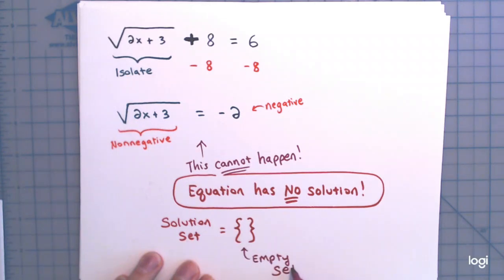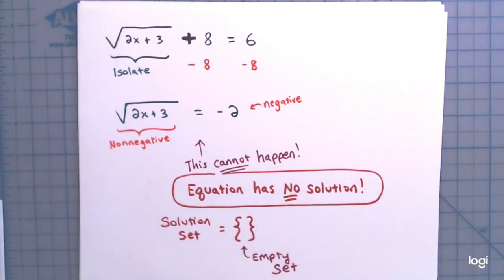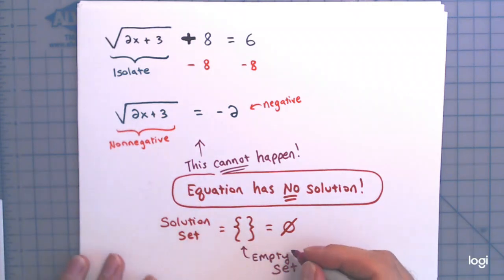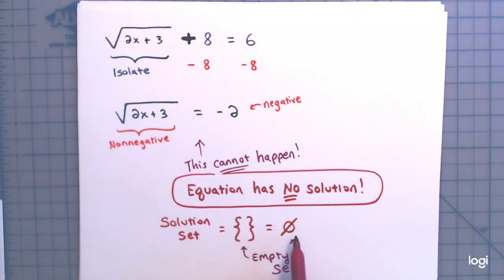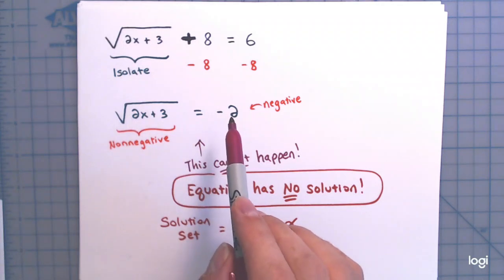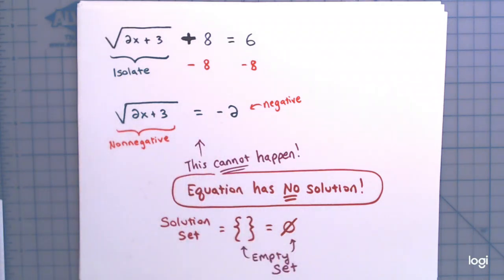Another way to represent the empty set is with a circle with a slash through it, almost like a no smoking sign. So again, either one of these might also be written when you have no solution to an equation. Just nothing is a solution, the set with nothing in it. Hopefully you would recognize that if you isolate an even radical on one side and a negative number on the other, that can't happen. But let's say for some reason I didn't recognize that.